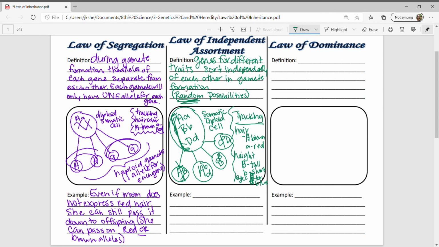Just because we have brown hair doesn't mean that we're also going to be tall and have brown eyes. Just because we have red hair doesn't mean that we're also going to be short and have blue eyes. All of these things can be arranged differently.